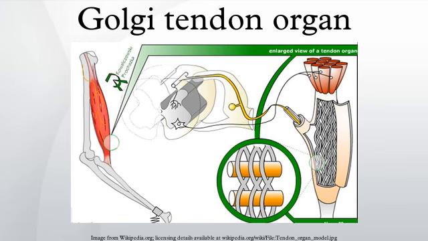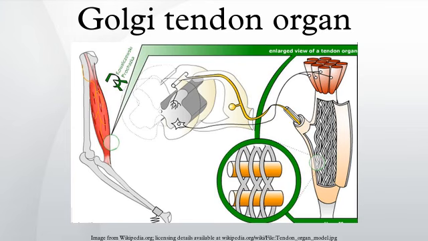The Golgi organ senses changes in muscle tension. It is a proprioceptive sensory receptor organ that is at the origins and insertion of skeletal muscle fibers into the tendons of skeletal muscle. It provides the sensory component of the Golgi tendon reflex.